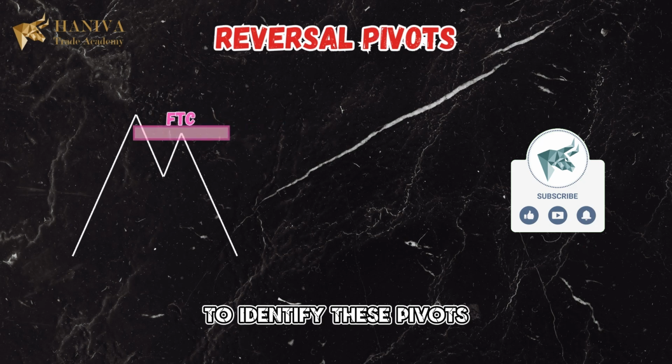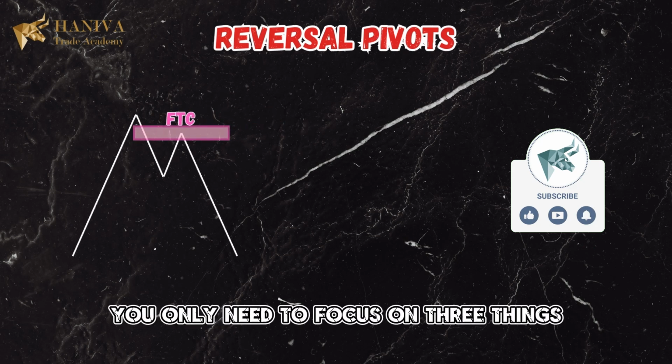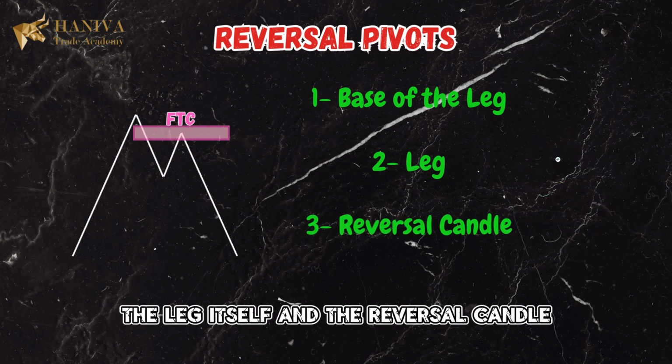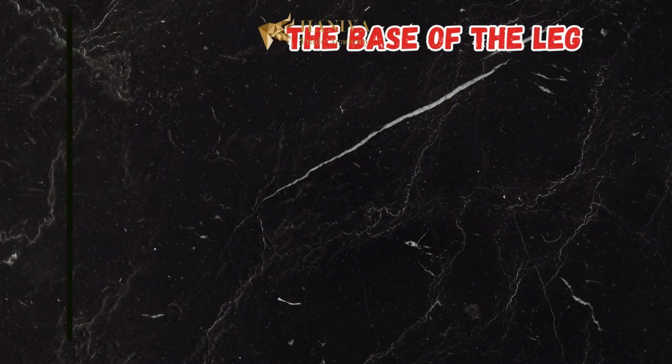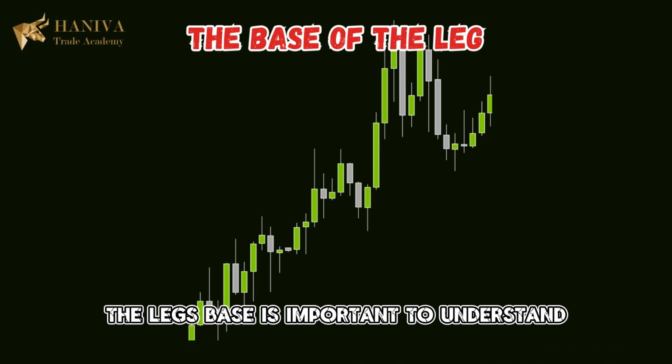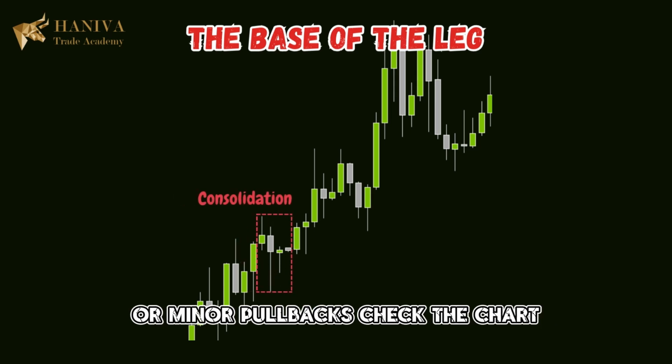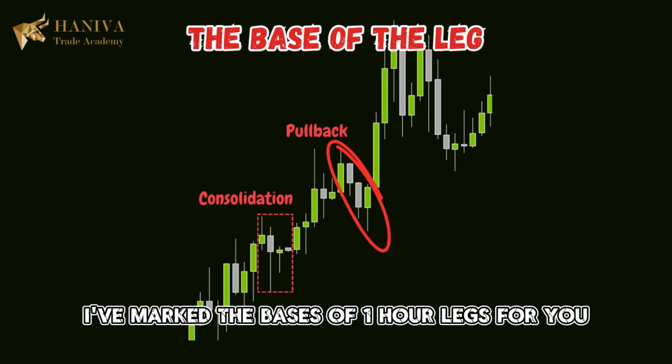To identify these pivots, you only need to focus on two things: the base of the leg itself, and the reversal candle. The leg's base is important to understand where the move started. It could look like price consolidating or minor pullbacks. Check the chart. I've marked the bases of 1-hour legs for you.